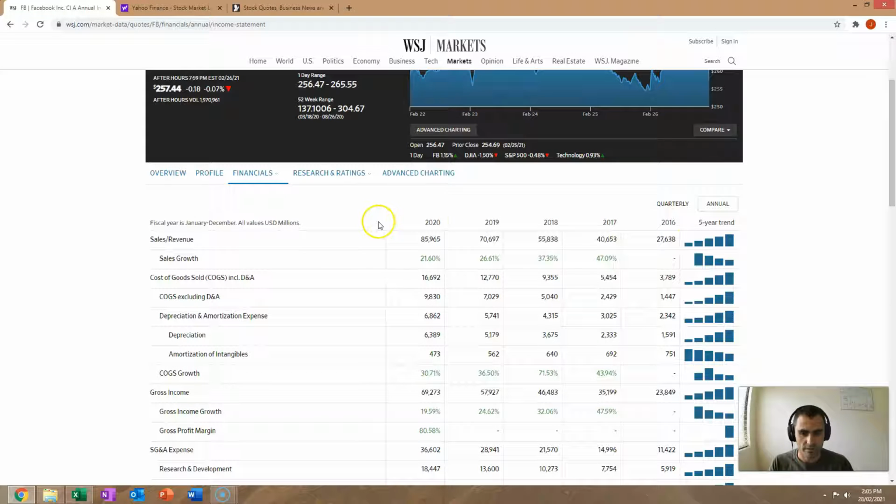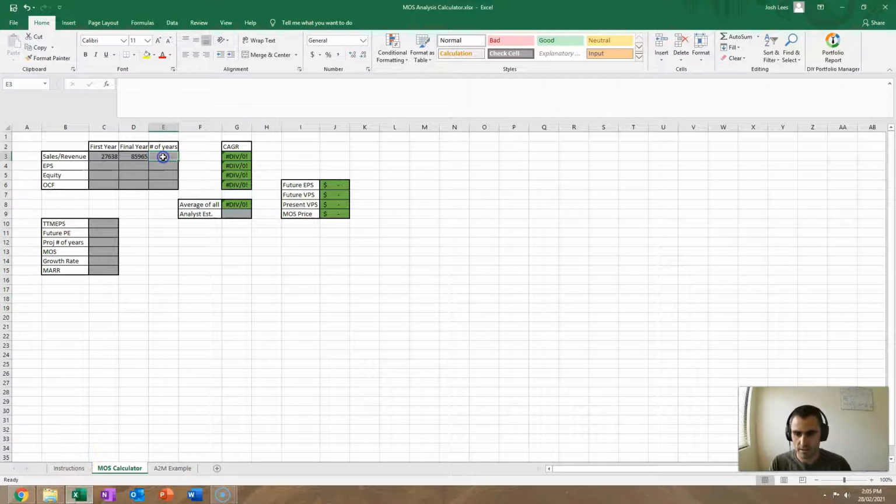So 2016 through to 2020, even though there's 5 years of results there, there's 4 years of growth. So 2017, 2018, 2019, 2020, that's 4 years of growth. So that's the number we use there. So over how many years? It's 4 years. And there you can see the compound annual growth rate for sales and revenue is 33%.